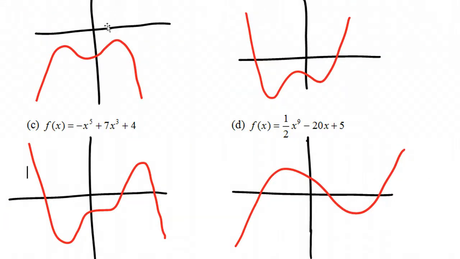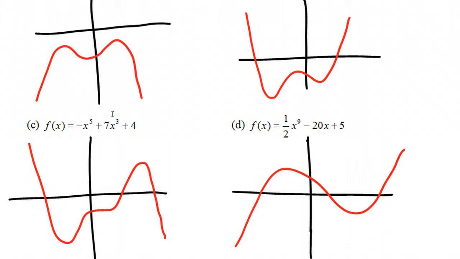Well, let's take a look, for example, at the graph of part C here, negative x to the fifth plus 7x cubed plus 4. Why is it the case that if we go further and further to the right, the graph is going to go down, down, down, keep going further and further down? Well, if we pick a pretty big number for x, you could pick 100 or 1,000, but let's just take 10. Is this going to be a positive number or a negative number?